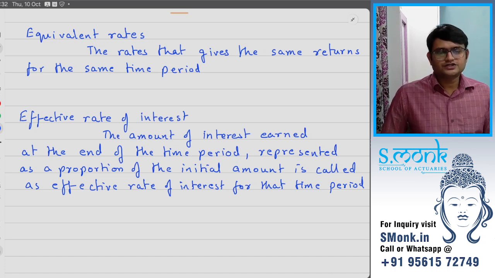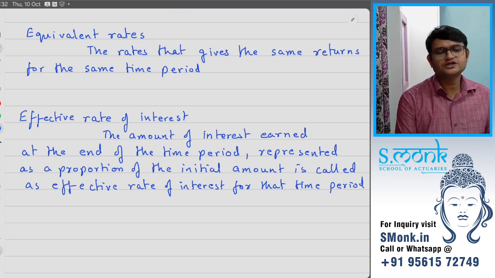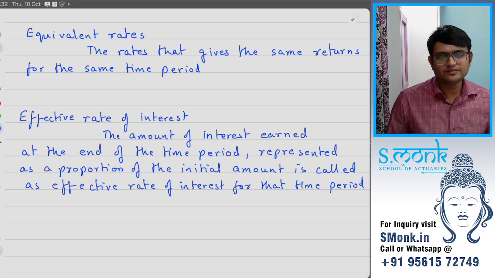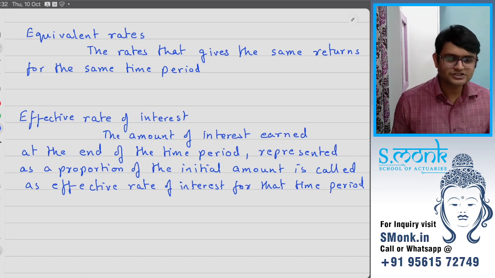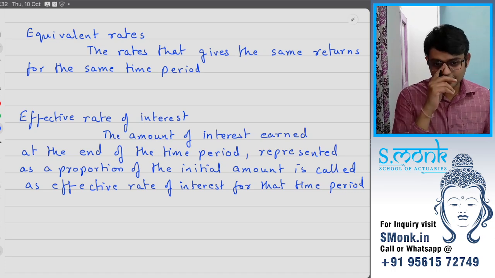Effective rate of interest. We say the amount of interest earned at the end of the time period, represented as a proportion of the initial amount, is called the effective rate of interest for that time period. This is just a definition of effective rate of interest.